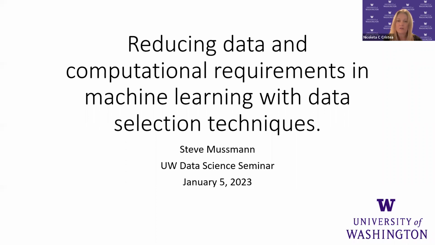Joining us today is our first speaker, Dr. Steve Mussmann. Steve is a postdoctoral fellow in the Paul Allen School of Computer Science and Engineering at the University of Washington, working on machine learning methods that reduce the required amount of data. He received a PhD in 2021 from Stanford University in computer science and a bachelor's degree in 2015 from Purdue University in math, statistics, and computer science. Today, Steve will talk about reducing data and computational requirements in machine learning with data selection techniques.